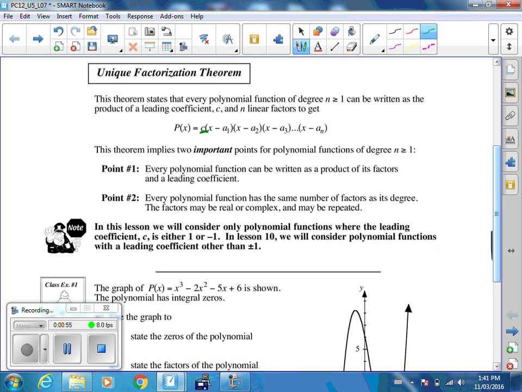So this is 2 important points. Every polynomial can be written as a product of its factors with a leading coefficient, and every polynomial function has the same number of factors as its degree. Sometimes their factors might be real or complex. Sometimes they may or may not have x-intercepts that we can see on our graph. We'll see all of those.